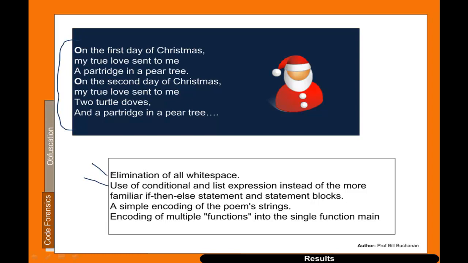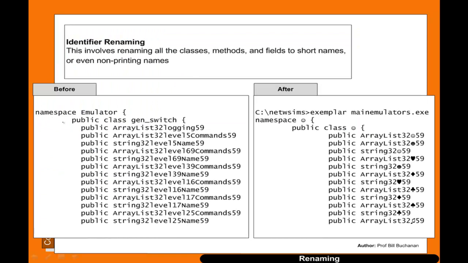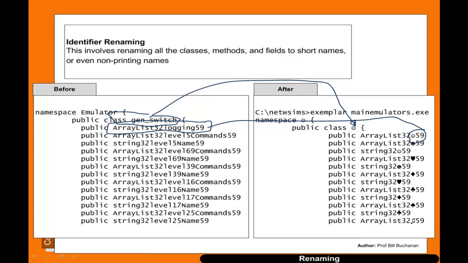What they've done is they've eliminated white space, which we like because it makes it easier for us to read. Our eyes are drawn towards white space. It uses conditional and list expressions instead of the more familiar if-then-else statements and blocks. And it uses simple encoding for strings that we find difficult to interpret, and it uses multiple functions instead of a single one that we would normally expect. So the methods that are typically used to obfuscate is to take our nice variable names and our nice class names, and then to convert them into some other format. In this case, they've been changed into a non-printing format, so it's very difficult for a human to understand and trace these variables. So even though the code could actually be run again, it's very difficult to maintain the code at all.